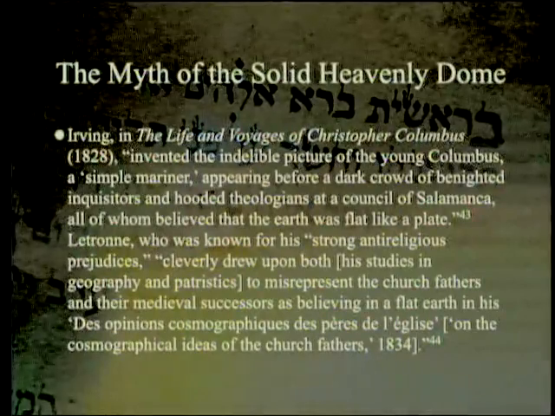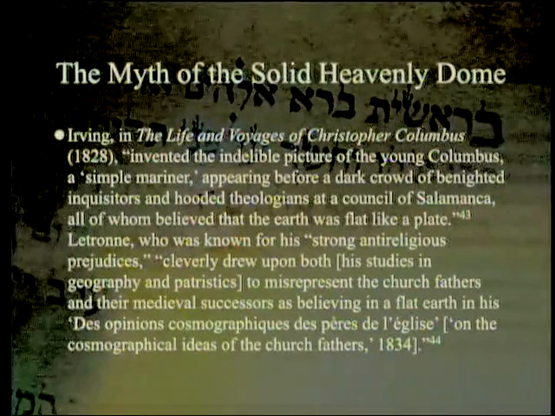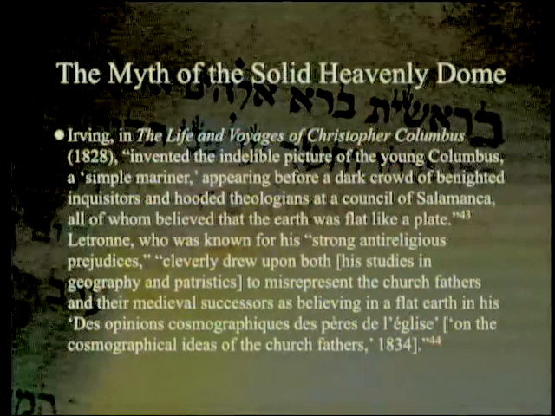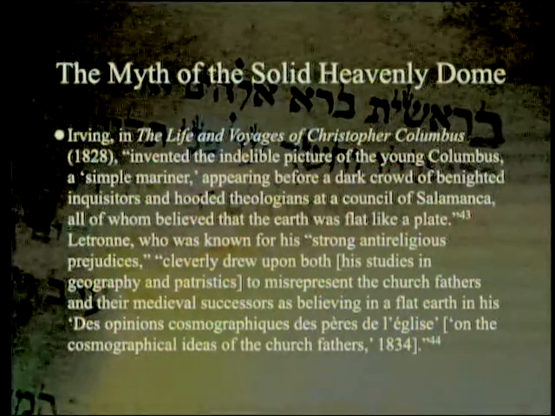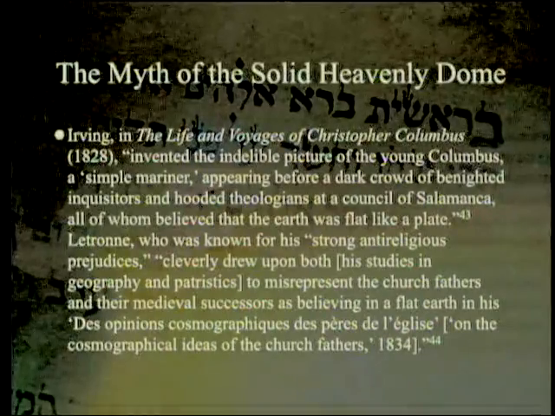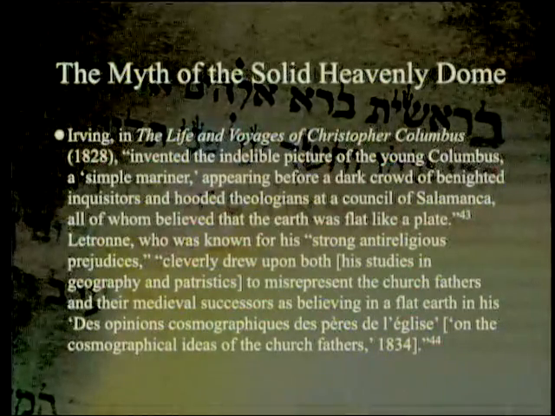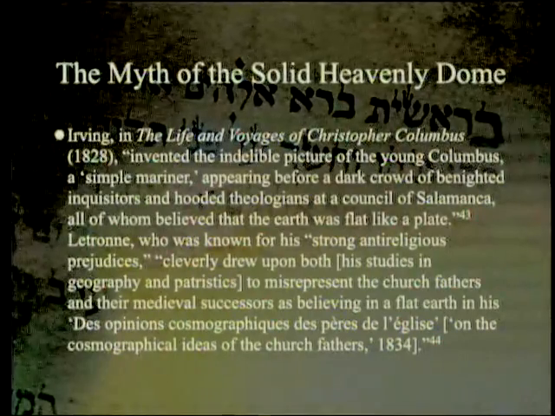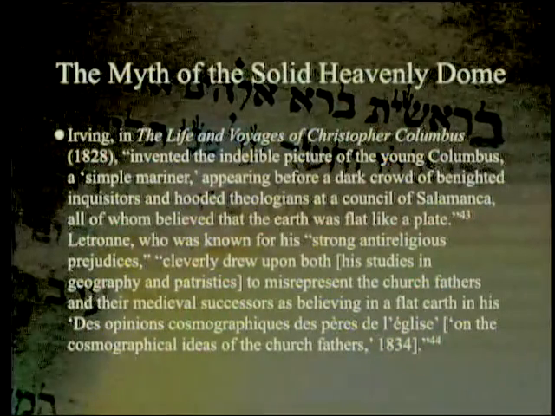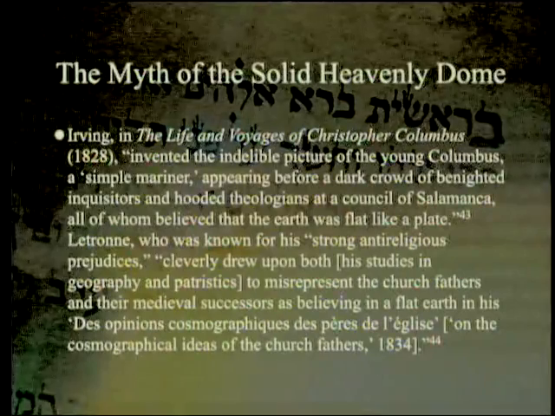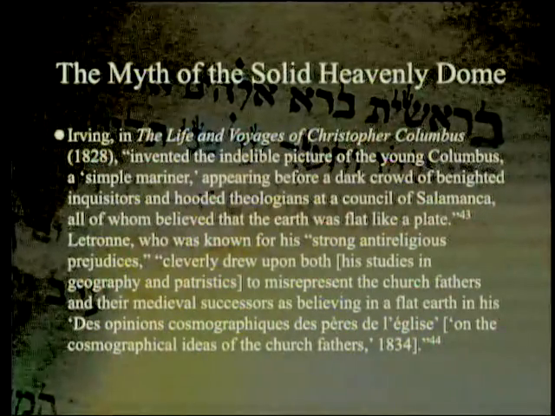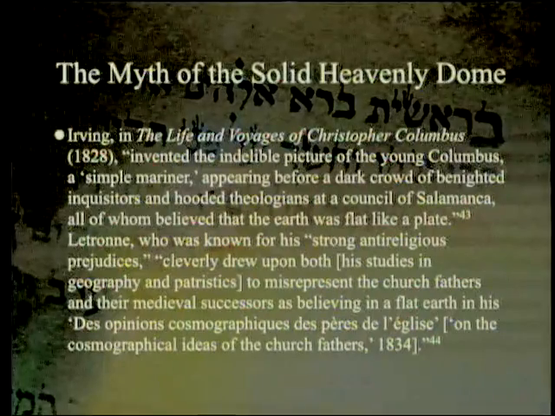Irving, in The Life and Voyages of Christopher Columbus in 1828, invented the indelible picture of the young Columbus, a simple mariner appearing before a dark crowd of benighted inquisitors and hooded theologians at a council in Salamanca, all of whom believed that the earth was flat like a plate. That's, by the way, the year of George Washington and the cherry tree.